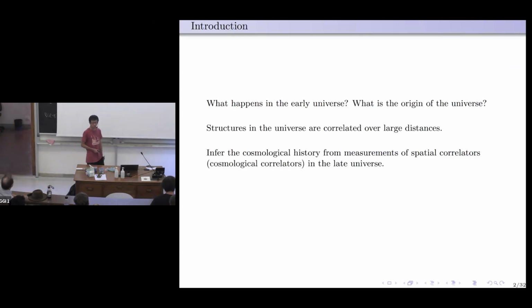Cosmology correlators are spatial correlation functions at the late-time universe that one can study and measure, for example, by detecting the cosmic microwave background, to study the history of the universe, like what happens in the early universe, or even ultimately what is the origin of the universe.